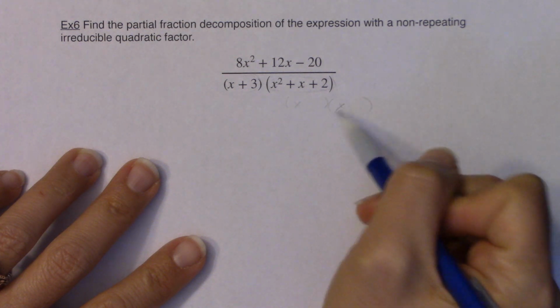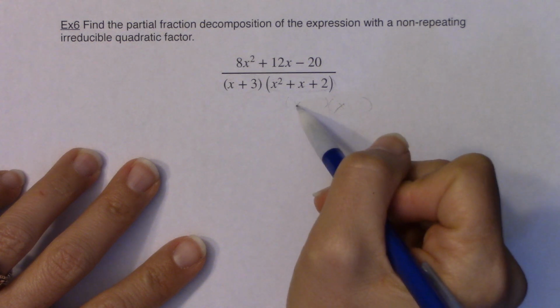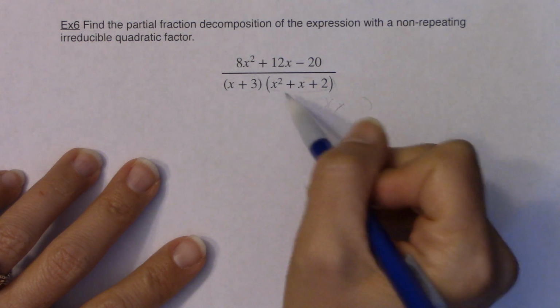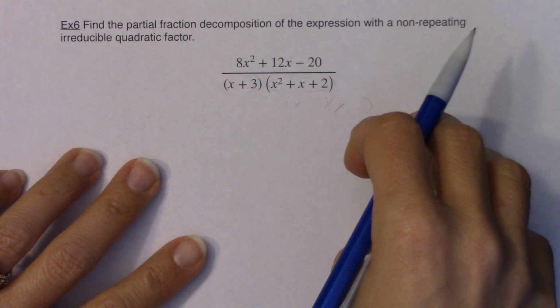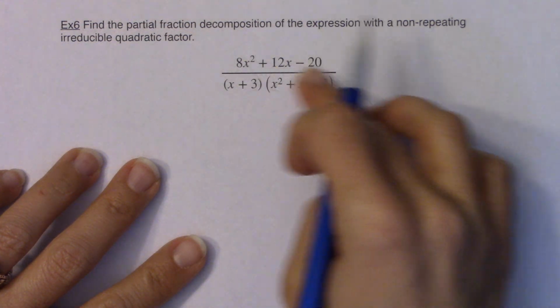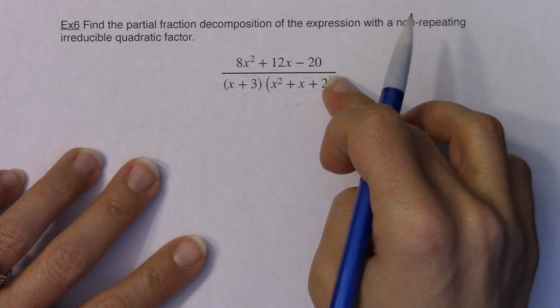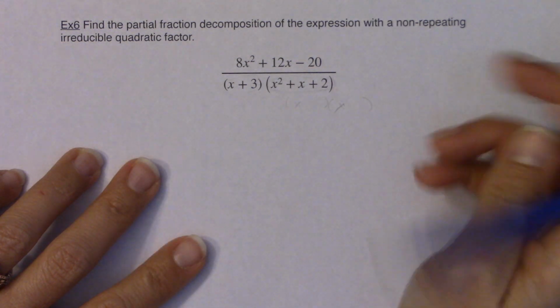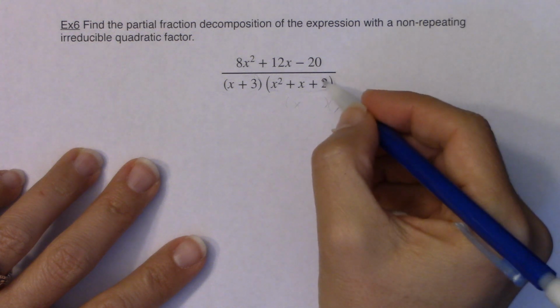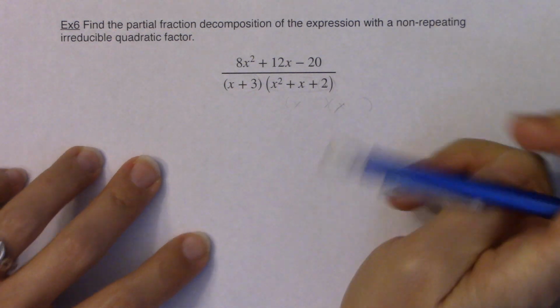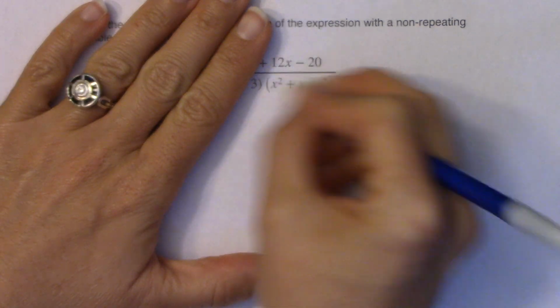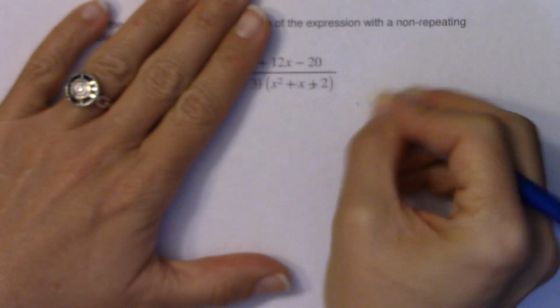If this can break into two linear factors, like, for example, x plus 1 and x plus 2, then I would use the techniques for non-repeated linear factors. But if I can't break this down, if this is an irreducible quadratic factor, I need to use that technique. So in general, we think: are there two numbers that multiply to positive 2 but add up to positive 1? We can just do a quick guess and check here.